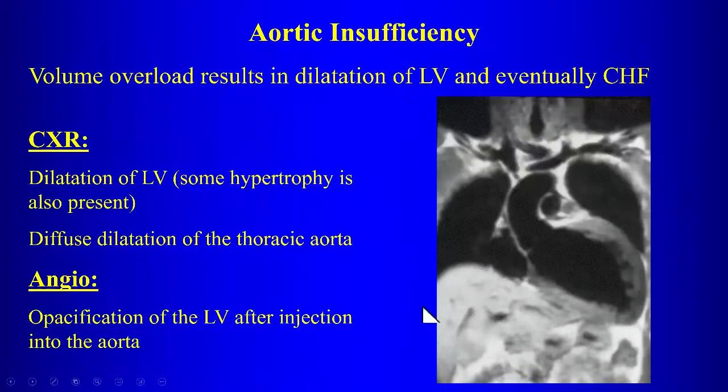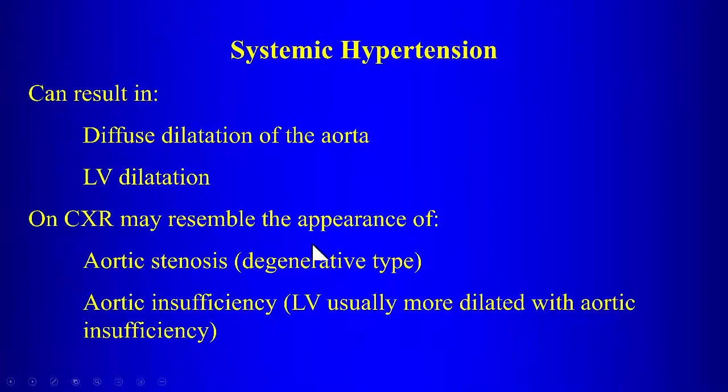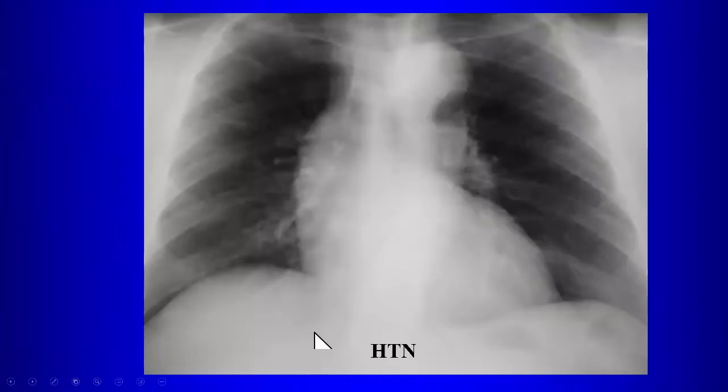Okay? So aortic insufficiency does give you a dilated left ventricle, and we can see that on the plain film. You can get dilatation of both the ascending and descending thoracic aorta with aortic valve regurgitation. Be careful because systemic hypertension might give you similar findings, with dilatation of the aorta and later also left ventricular dilatation. That might mimic the appearance of aortic regurg, especially if the left ventricle is dilated.